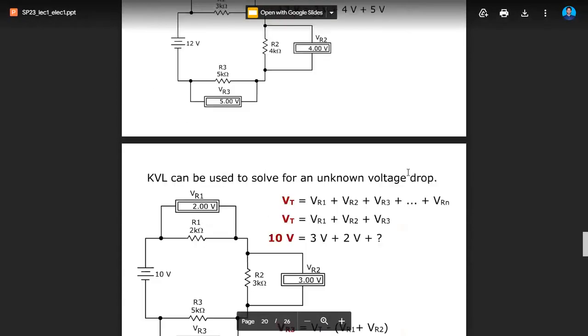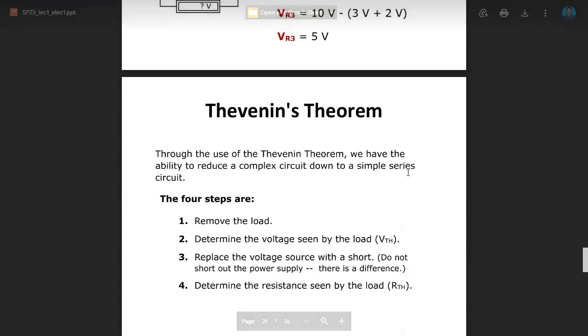Its process includes: remove the load, determine the voltage seen by the load, which means we can remove the load and, using any technique like nodal analysis or mesh analysis, we can find that. And then we have to find R Thevenin by shorting the voltage sources and opening the current sources. In this way we can find R Thevenin, and then we can conclude all these things in a single circuit, which consists of one voltage source, one R Thevenin, and one load.